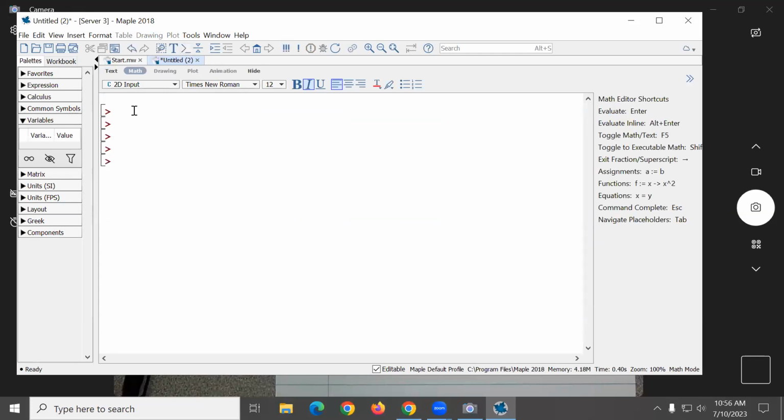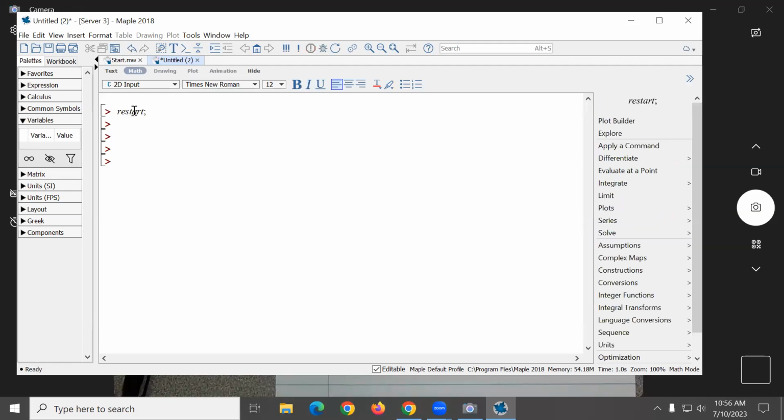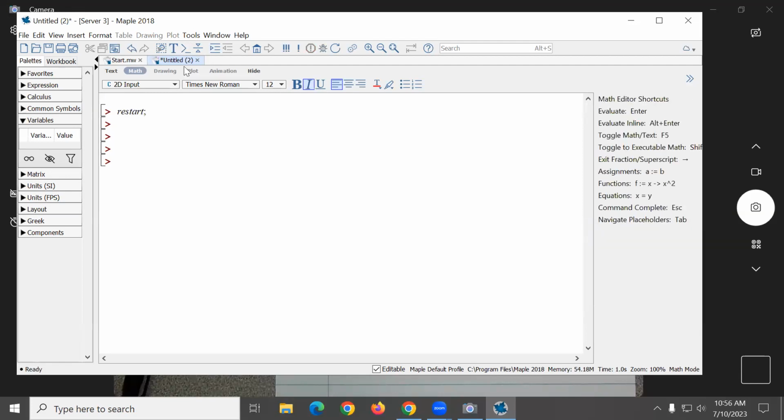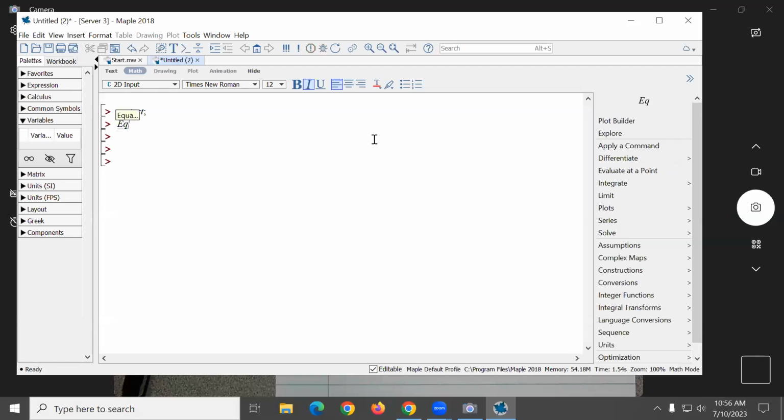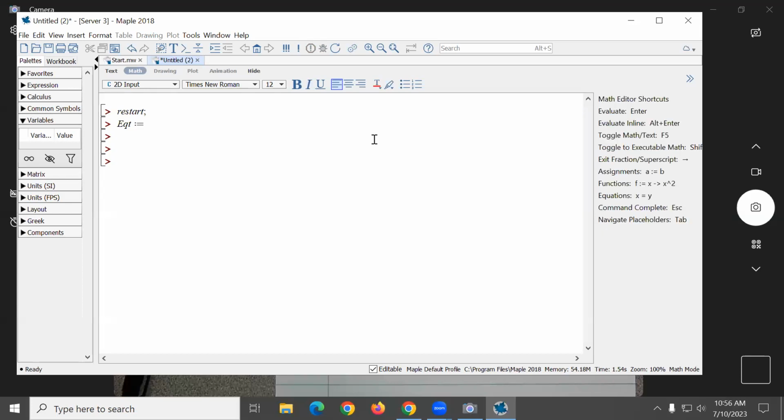I might not be doing the most elegant way, but I like symbolic. If I started putting in values, it would be very quick, but I think starting this way is a bit harder. So let's see. Our characteristic equation, let's just say EQT, is equal to what?